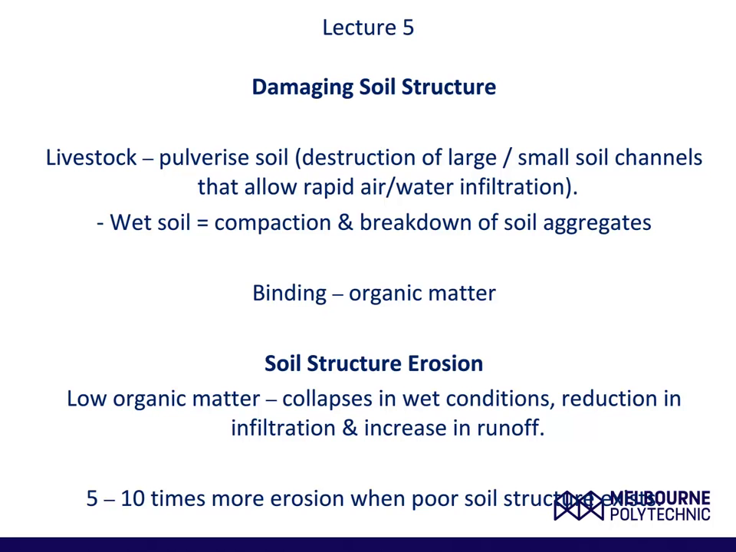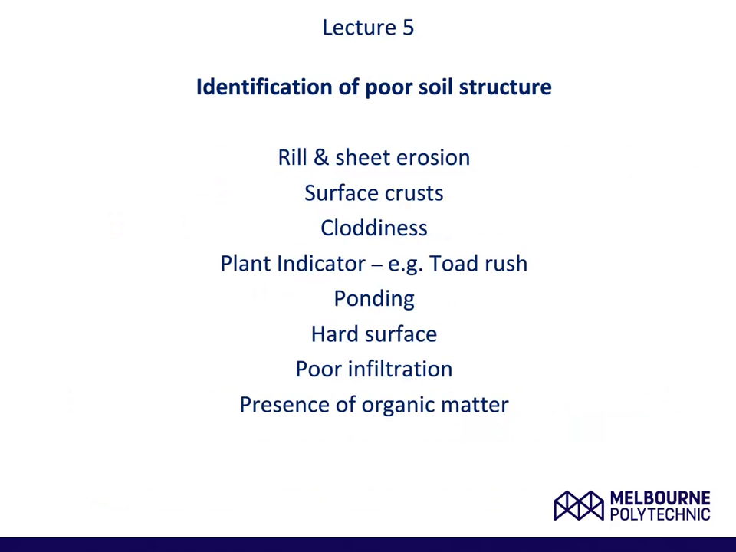Soil structure erosion and low organic matter cause collapse in wet soil conditions, a reduction in infiltration and an increase in runoff. There is 5 to 10 times more erosion when poor soil structure exists. There are a number of clues that can lead you to identification of poor soil structure. Look in areas that you suspect you may have a problem and compare them with a similar soil that you suspect has good structure, for example, before livestock were grazing.